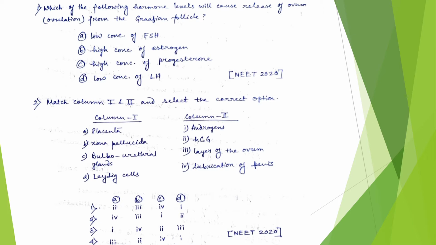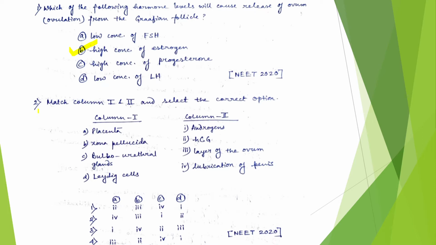Now the first question asks, which of the following hormone levels will cause release of ovum, that means ovulation, from the Graafian follicle? See, we know that a high concentration of FSH, LH and estrogen causes ovulation. So here, let's see the options. The first is low concentration of FSH, so it is not correct. Then high concentration of estrogen. See, it is the correct option. High concentration of estrogen helps in ovulation. So the correct answer would be option B.